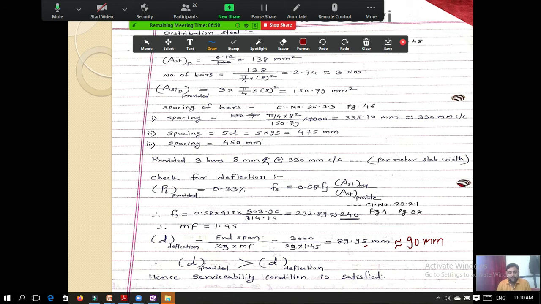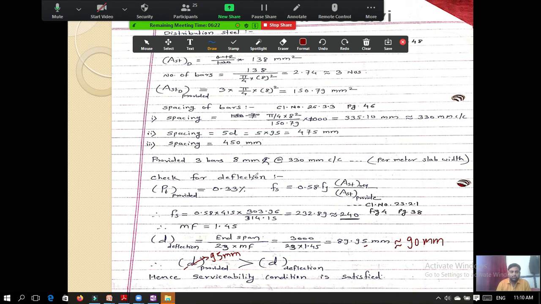And what depth have we provided? Our provided depth is, what is the value of provided depth? It is 95 mm. So it is economical also. We have provided this D, it is 95 mm, and required is 90, so it is safe. Hence the serviceability condition check is satisfied. So we have taken this check.